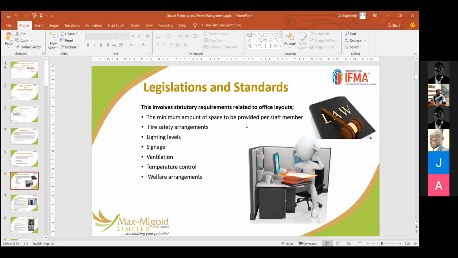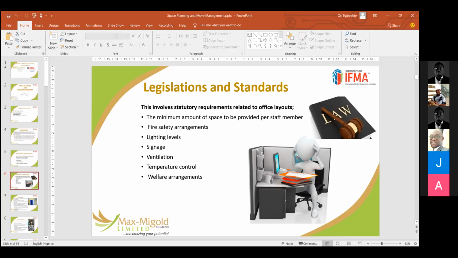And then you look at the arrangement in terms of fire safety. You look at the building, how it's configured, and if there's any form of emergency, how people are able to run and be saved in the building so that you don't have a lot of casualties.